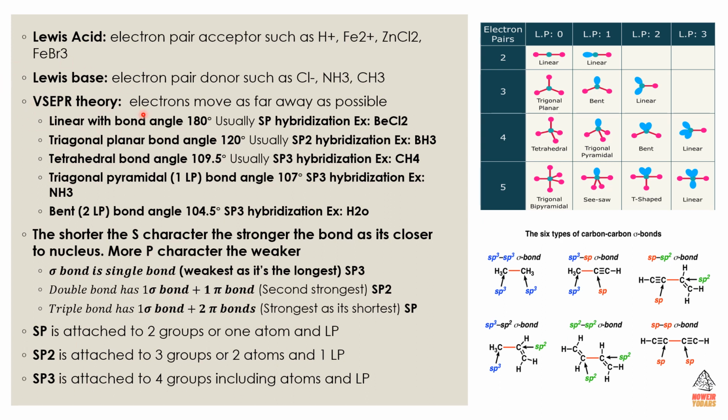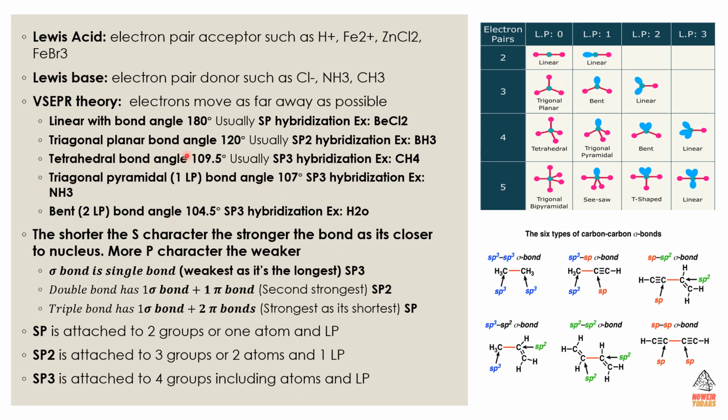Now we come to the important part. What is VSEPR theory? VSEPR theory states that electrons move away from each other as far as possible. They repel each other, they don't want to be near each other, so they try to move as far away as possible, and that creates structures for us. First, we have linear with a bond angle of 180 degrees, and it's usually sp hybridization. I'll tell you guys what that is later. An example of that is BeCl2, so imagine Be in the middle, Cl on the sides.